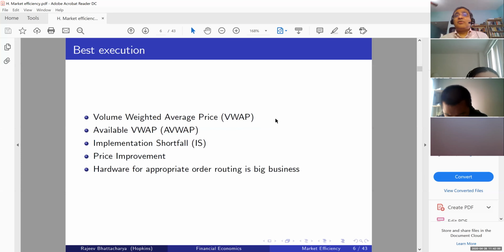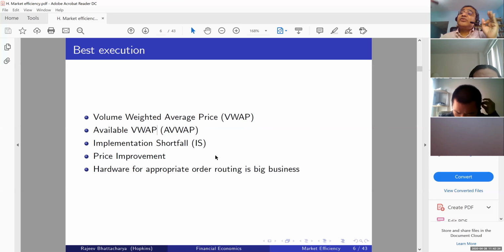So there is the volume weighted average price, and there is the idea of implementation shortfall. Implementation shortfall simply means: if this is the price prevailing at the time you ordered the trade, what was the price that you got, and the difference is the implementation shortfall. Or the other side of it is the price improvement.